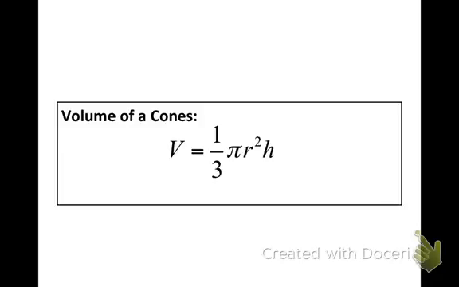Do I need to label any of that? Y'all know what the R and H stands for? What is R? Radius. And V is volume.